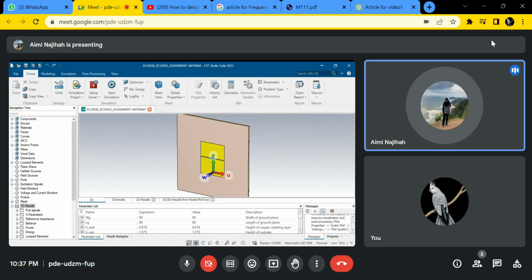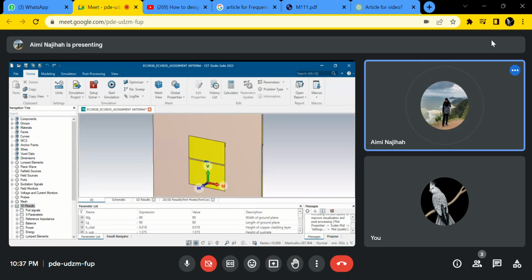Okay, hi. So I'm going to explain about the parameters that we use in our antenna. This is our antenna that we have designed. So firstly, the width and length of the ground plane we set as 90 millimeter. For the height of the copper cladding layer, we use 0.018 millimeter. For the height of the substrate, we use 1.575 millimeter.